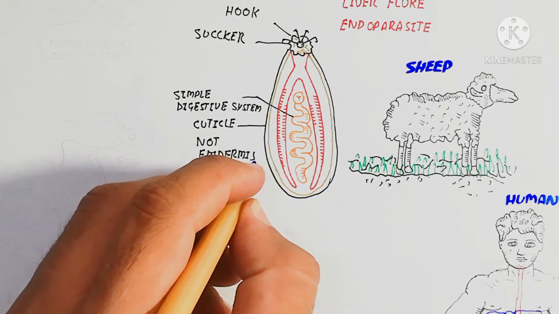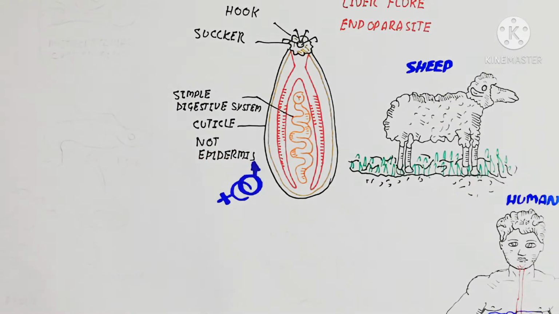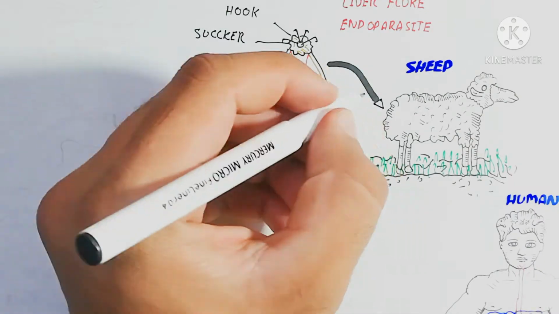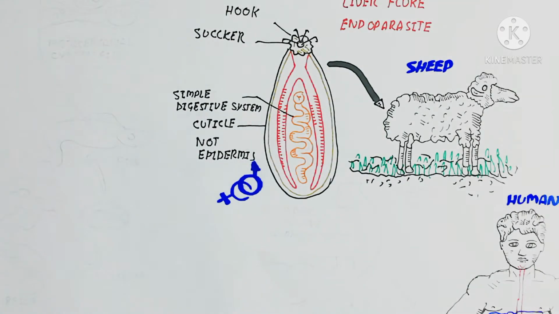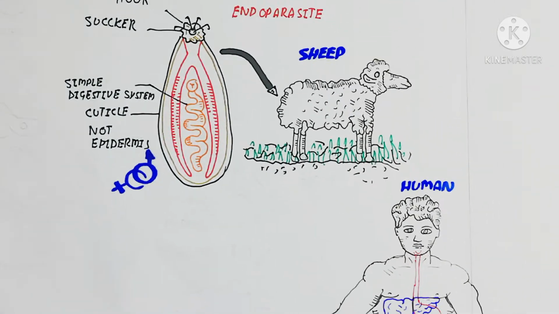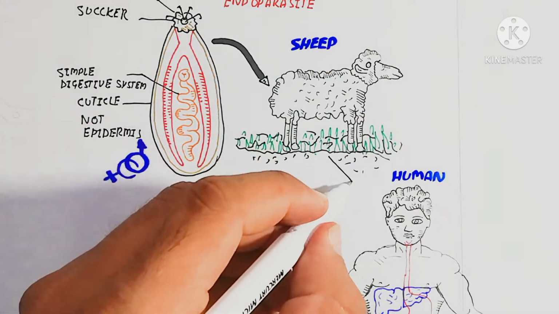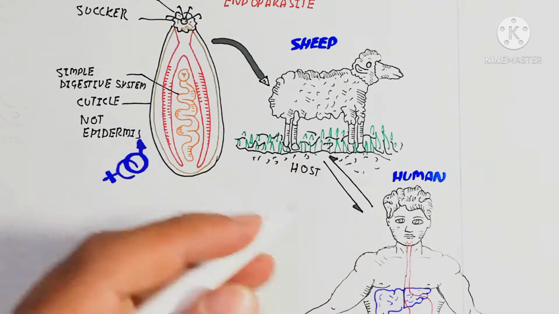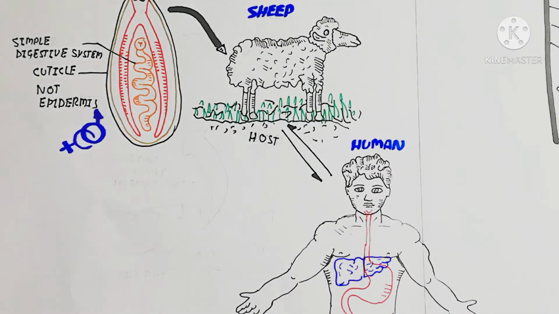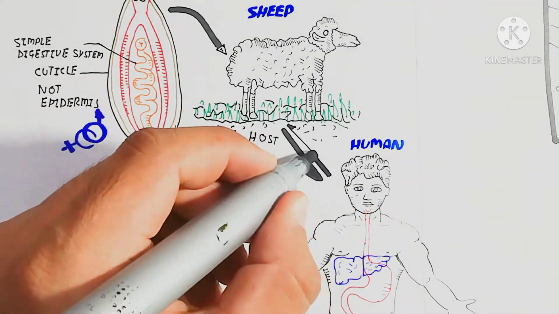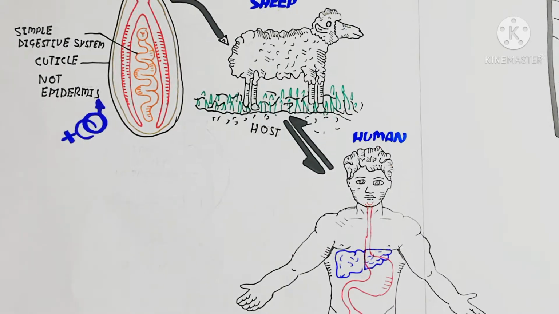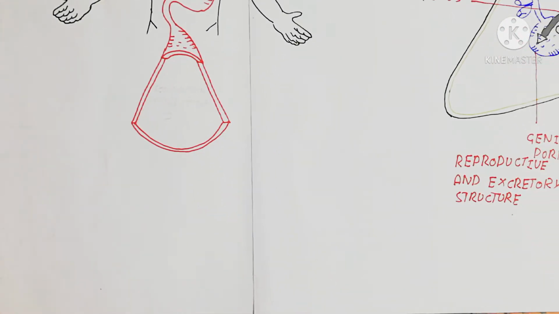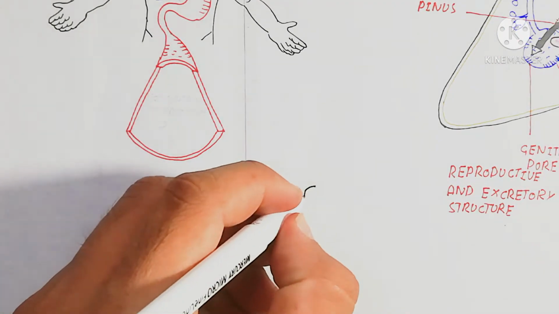It is hermaphrodite. Hermaphrodite means the male and female sex organs are present in the same individual. That is developed in the sheep. So remember, the development and adult formation occur in the sheep or human. That means the adult fluke will occur in the gallbladder of the human being or sheep.